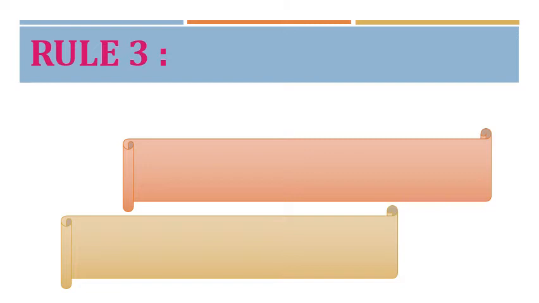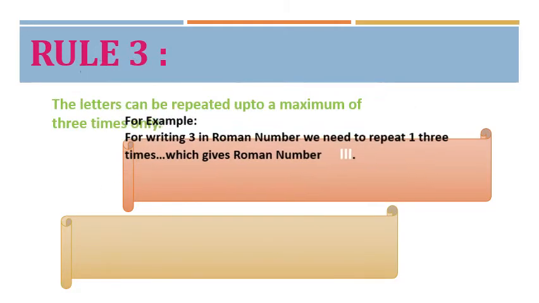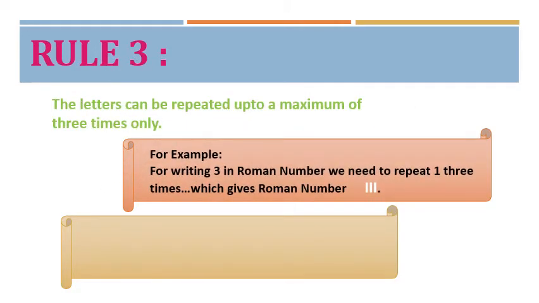Now, rule number 3 says that the letters can be repeated up to a maximum of 3 times only. That means the letters used in Roman numbers can be repeated, but only a maximum of 3 times. Let's just see an example now. For writing 3 in Roman number, we need to repeat I 3 times, which gives Roman number III, which means 3.